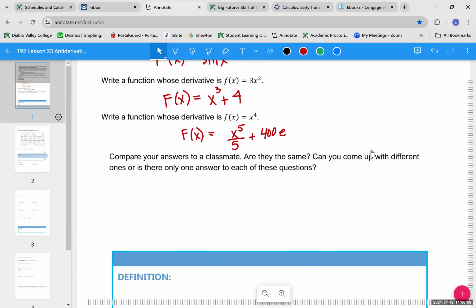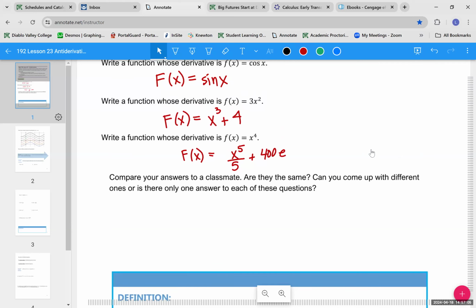So if we were doing this in class, I would ask you to look at somebody else's and compare. You could compare to what I wrote. Were your answers the same? Could you come up with different answers? Or is there only one answer to all of these questions?